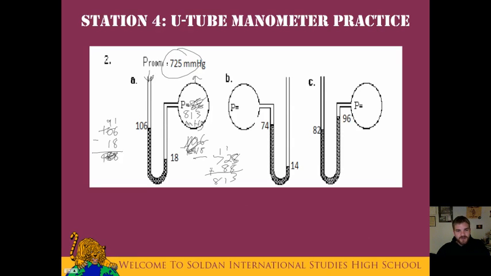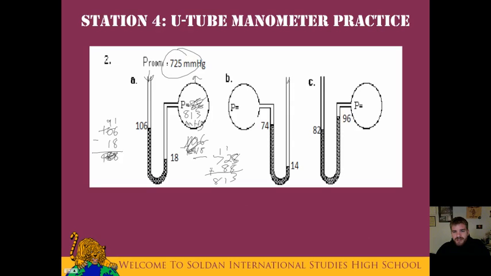The pressure outside is 725. This pressure is higher than that. So we find the difference here. We see that it is 88. And when we add 88 to our room pressure, we see that we get 813. Let's see if I can do this one without making a mistake.